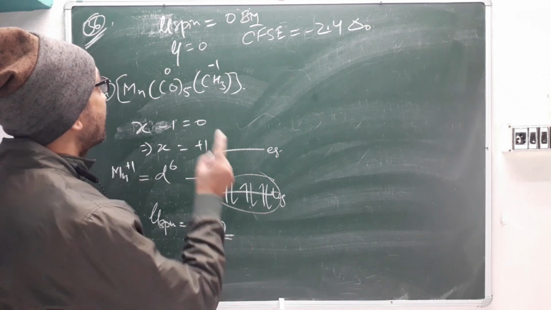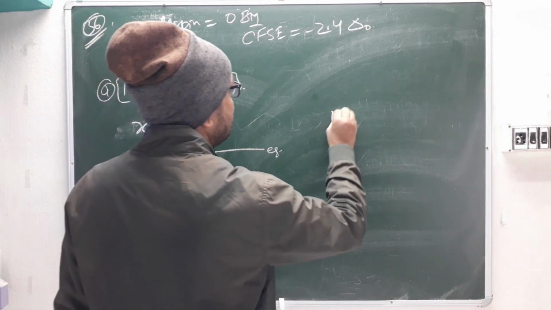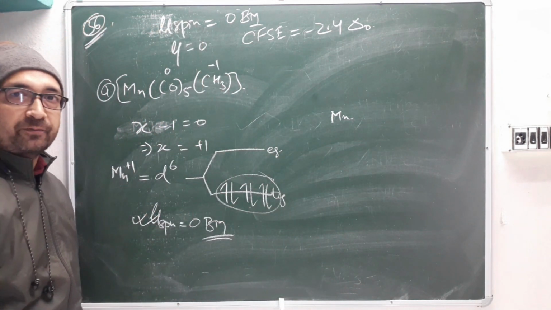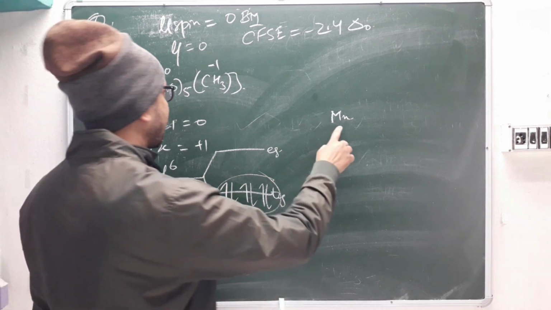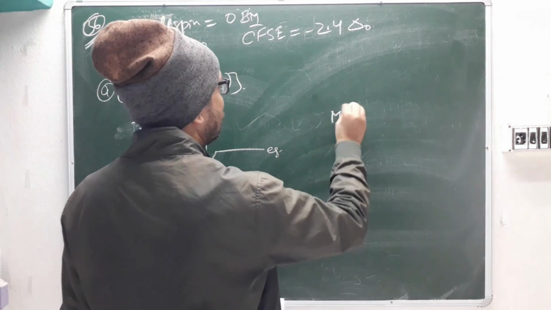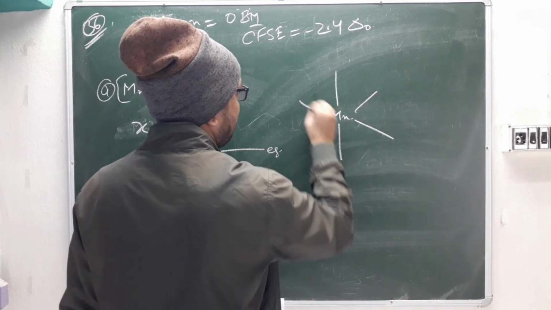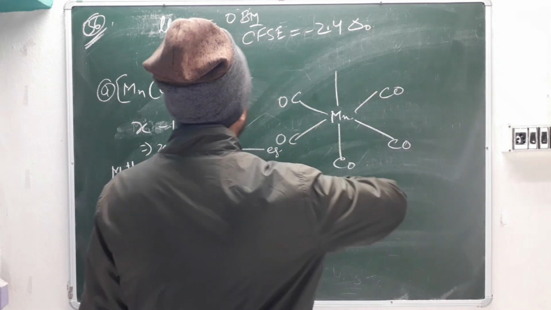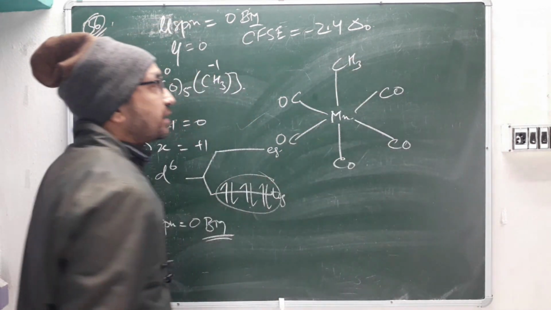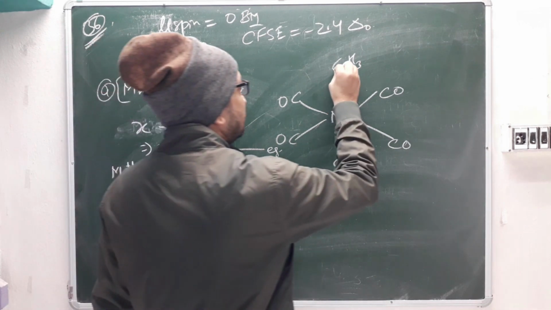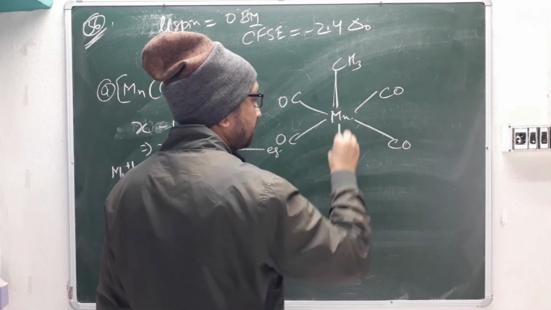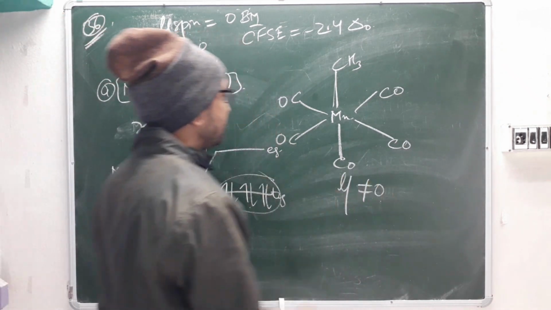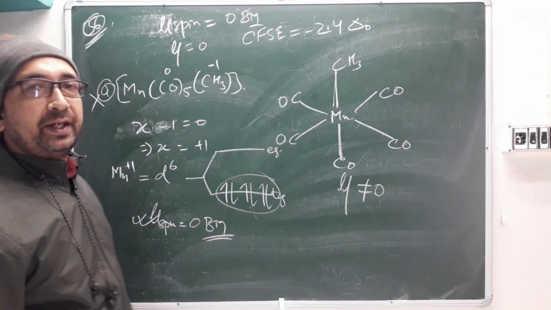But we have to see the dipole moment. Let me draw this molecule. The first condition is fulfilled, only the second condition we have to see. For manganese, this is the octahedral complex. Let me draw: carbonyl, carbonyl, carbonyl, carbonyl, carbonyl, and one CH3. It can't be zero dipole moment, right? Because this force is something different and this force is something different. So it won't be zero dipole moment, which means option A can't be correct.